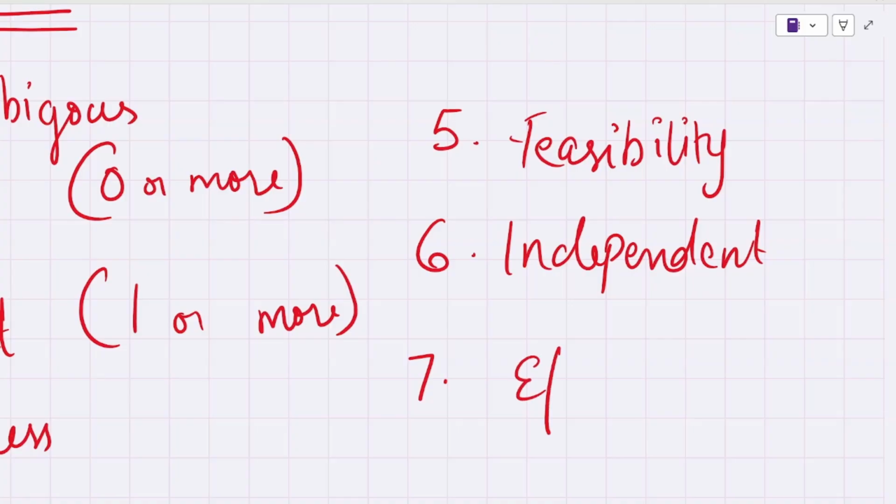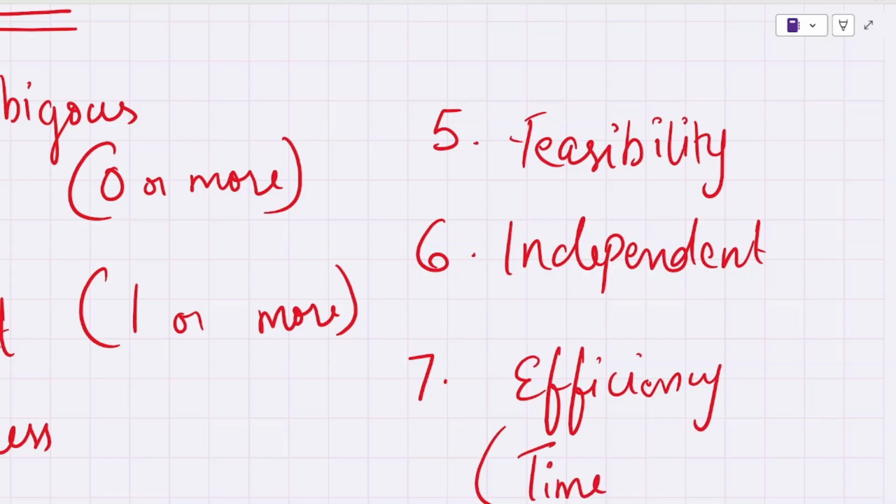Then comes efficiency. Efficiency is something which is very important. Why? Because of time and memory. We calculate efficiency in terms of time and memory. If the time used is less and the memory used is less, we can say that the algorithm is efficient.